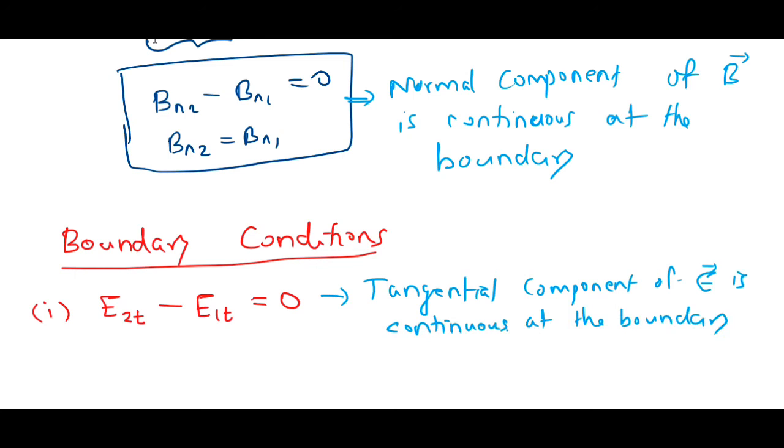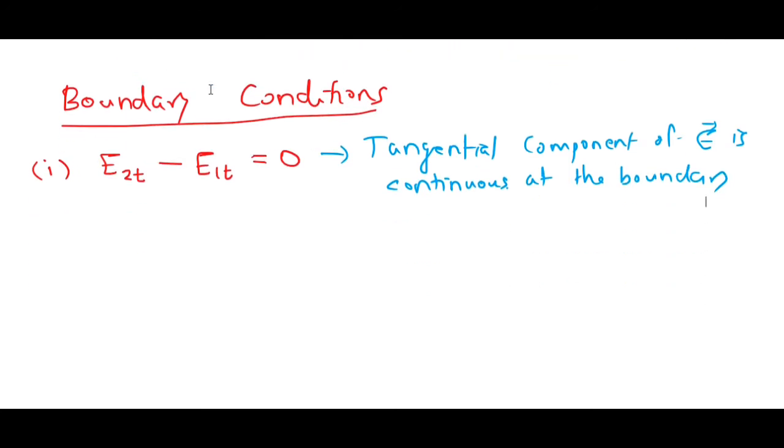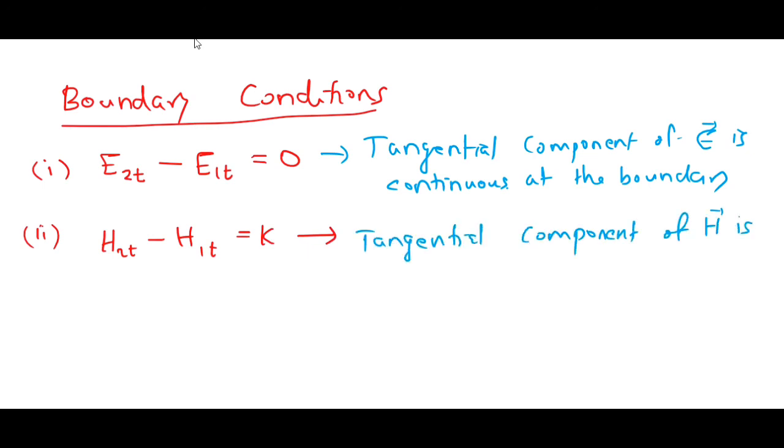Okay. Then the second boundary condition we derived, H2t minus H1t is equal to K. In the physical meaning, the tangential component of H is discontinuous.